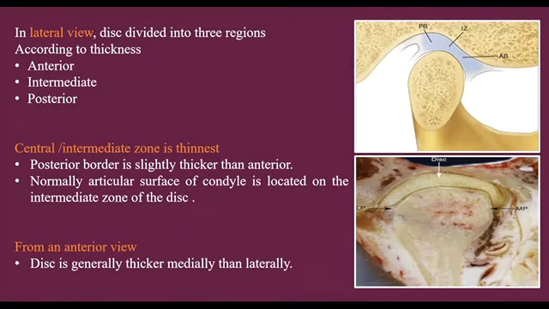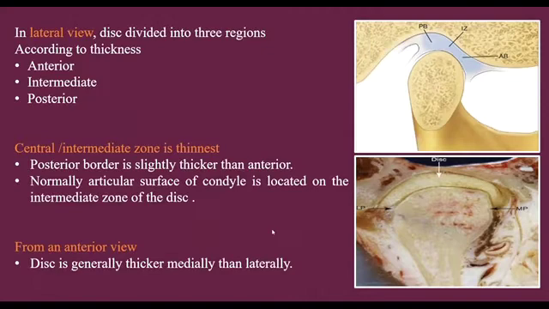In the lateral view, the disc is divided into three regions: the anterior region, the middle region, and the posterior region. The central, intermediate zone is the thinnest, and normally the articular surface of the condyle is located in the center, or the intermediate zone, of the disc. From the anterior view, the disc is generally thicker medially than laterally.